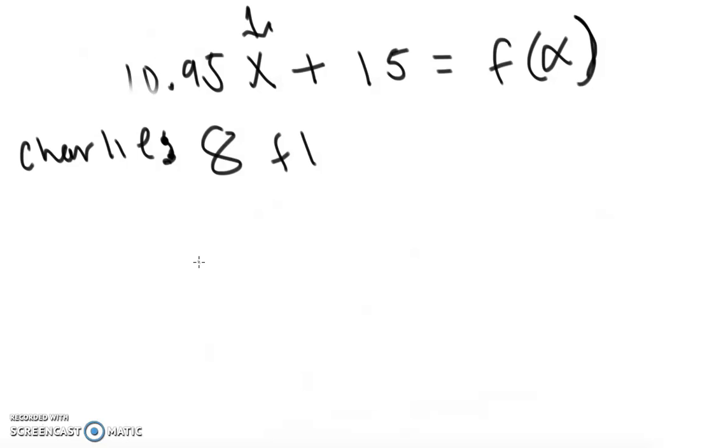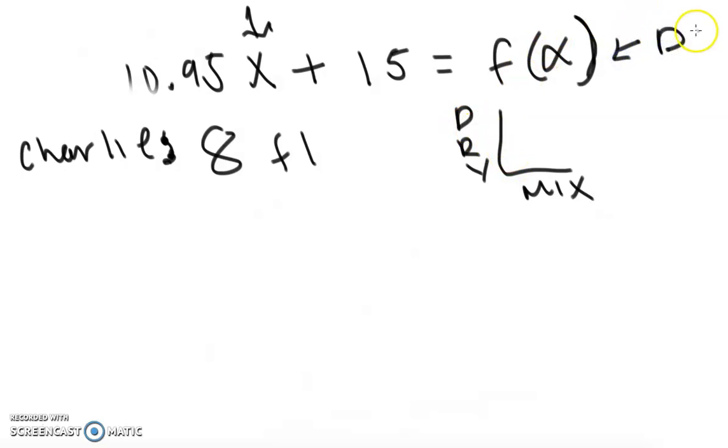So as you can tell, as I said earlier, just think of DRY MIX. The dependent variable is the y value, so the dependent is the total cost, the total cost that Charlie's going to have to pay Georgia for the flowers. And the independent variable is the x value, so it is the number of flowers. So in this case, the independent variable is 8.